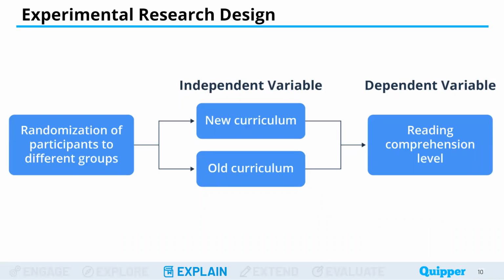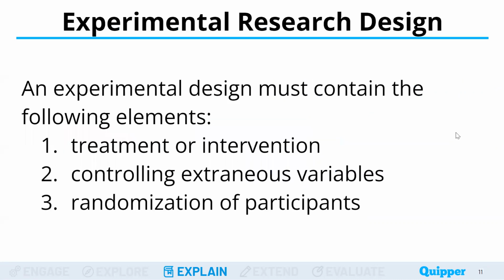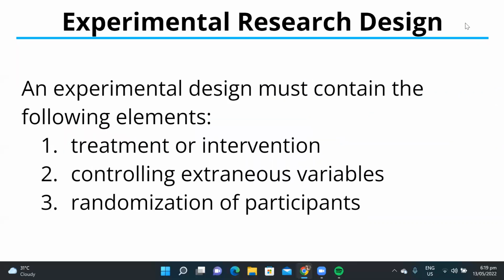Okay, when using experimental research design, randomization of participants to different groups. So we have two variables, when we are using the new curriculum or the old curriculum in a study, what will be the effect? Okay, pag old curriculum ba, same level pa rin ba ng reading comprehension? If we're using the new curriculum, mas tataas ba yung level of reading comprehension ng mga students? That might be the example. Experimental research design must contain the following elements. First is the treatment or intervention.